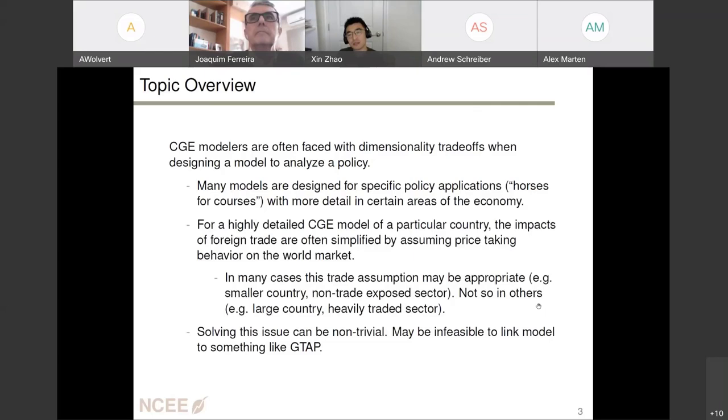So many models are designed for specific policy applications. I have a colleague who likes to say models are horses for courses, that there are certain models that should be used for some areas and not others. For instance, in energy economy models, you might expect more detail on the energy side and electricity production and so forth, and less so in, say, agriculture.